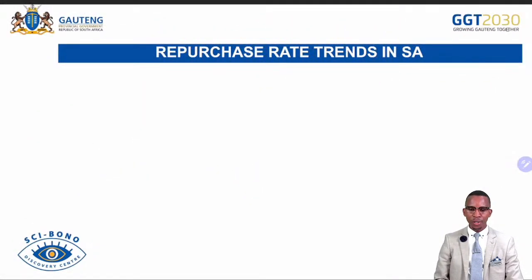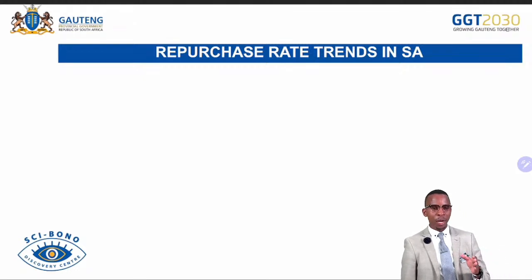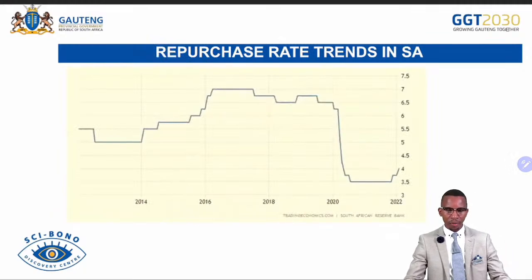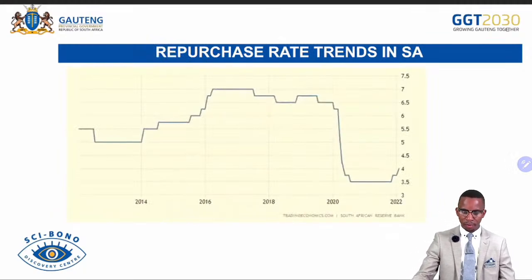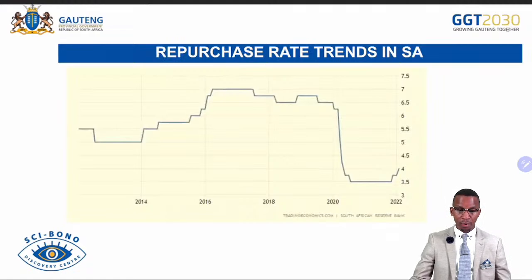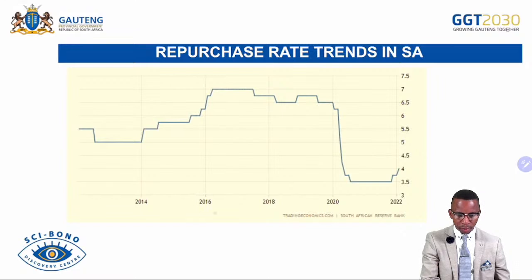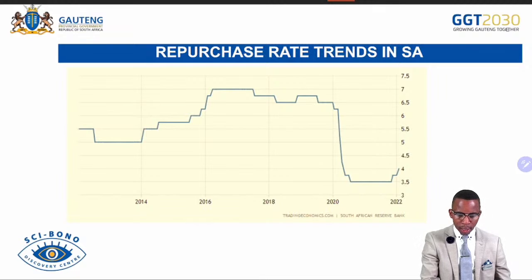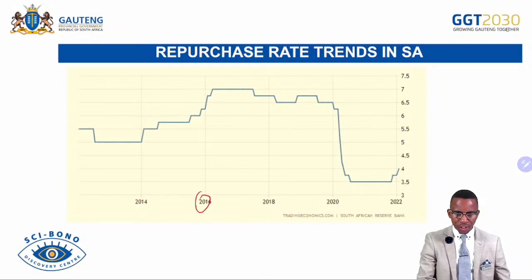The second instrument. Okay, then now we are checking how the trends of the repurchase rate have been in South Africa. Let's check from 2014 up to 2022. We have seen the interest rate has increased, like in January, it did increase. If you can check, in 2016, let's check 2016. Our interest rate was up there around 7%.